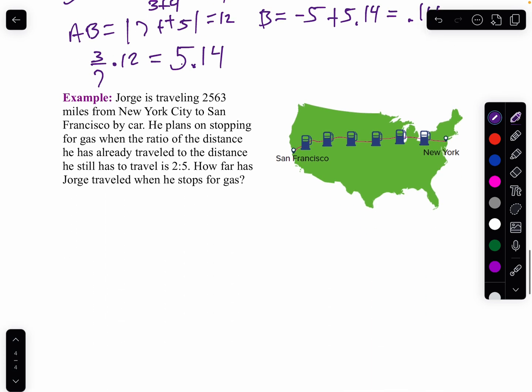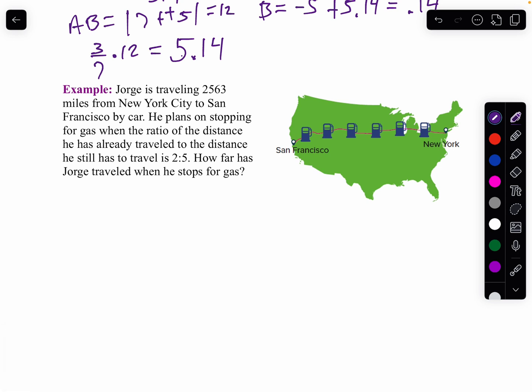Now let's take a look at this one. Jorge is traveling 2,563 miles from New York to San Francisco by car. He plans on stopping for gas when the ratio of the distance he has already traveled to the distance still to travel is 2 to 5. How far has Jorge traveled when he stops for gas?